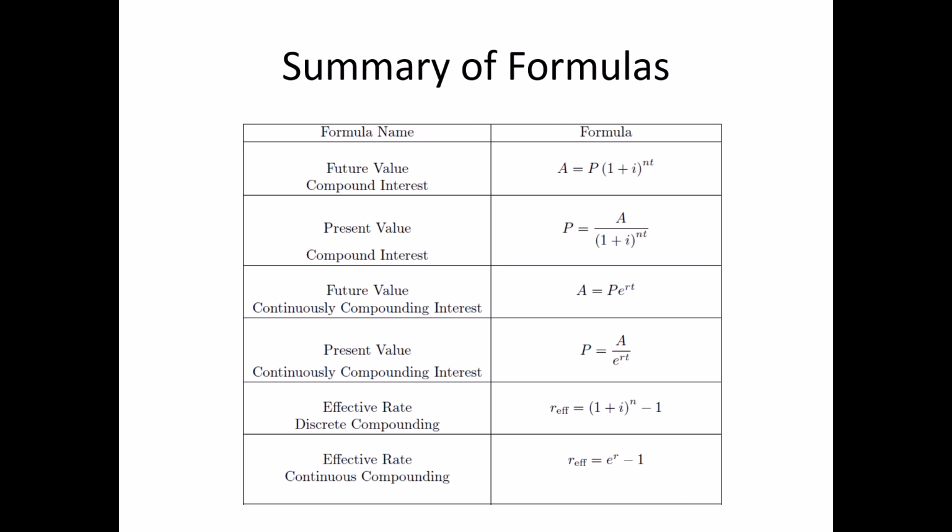For the effective rate with discrete compounding, we have the quantity 1 plus i raised to the n power minus 1. Remember, this effective rate is done over 1 year, so t is equal to 1 in this situation. If you do come across a situation where you are using the effective rate for continuously compounding, then we can use the approximation that e to the r is approximately equal to 1 plus r over n to the n power. And you can take that e to the r minus 1, and that'll give you the effective rate for continuously compounding interest.